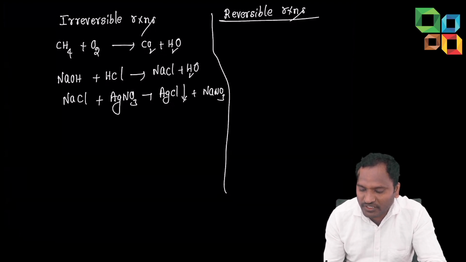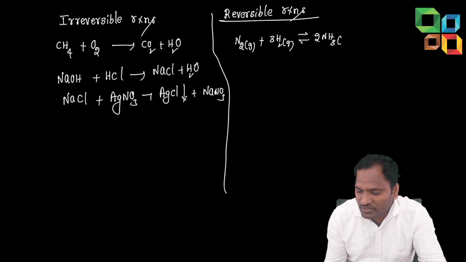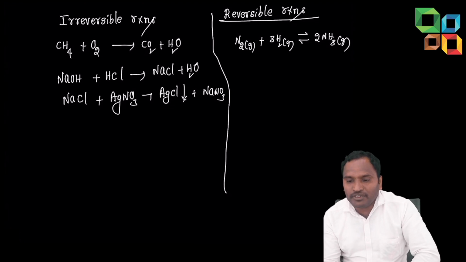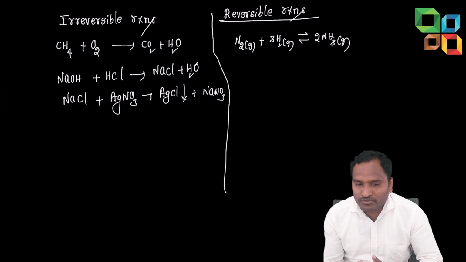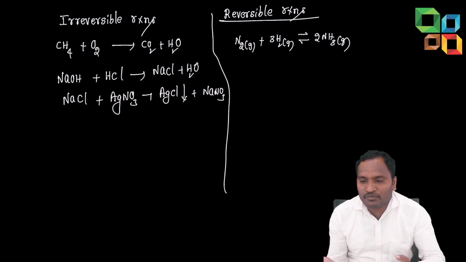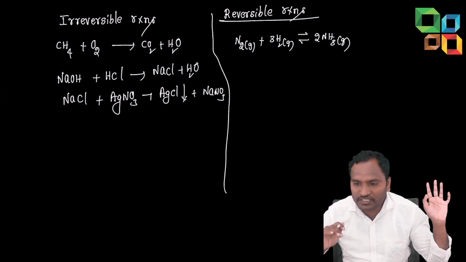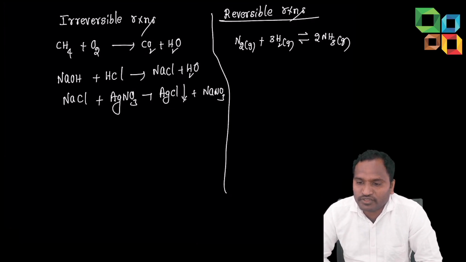Next one, reversible reactions. Take the formation of ammonia: N2 gas plus 3H2 gas is in equilibrium with 2NH3 gas. But these reactions should happen in a closed container, students. These conditions are important. If it is not a closed container, the product will escape to the surroundings, so you can't get it back. Conditions apply. It must happen in a closed container.